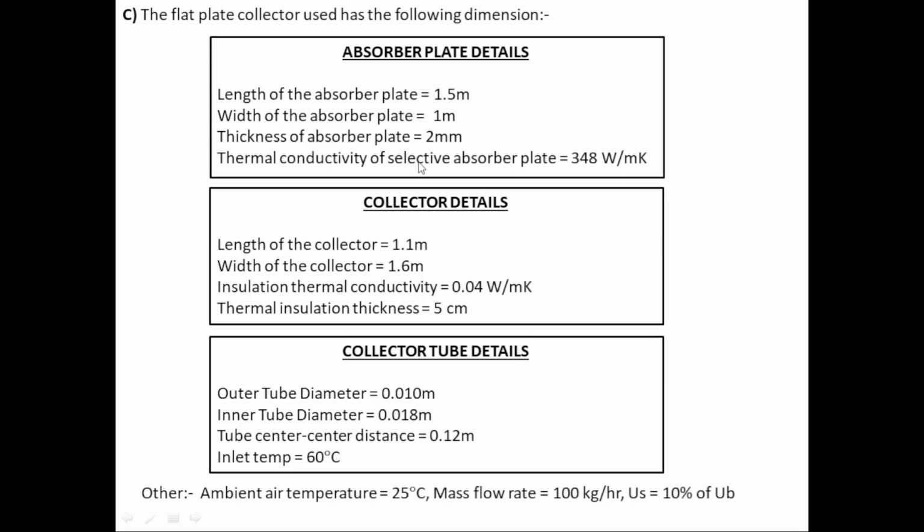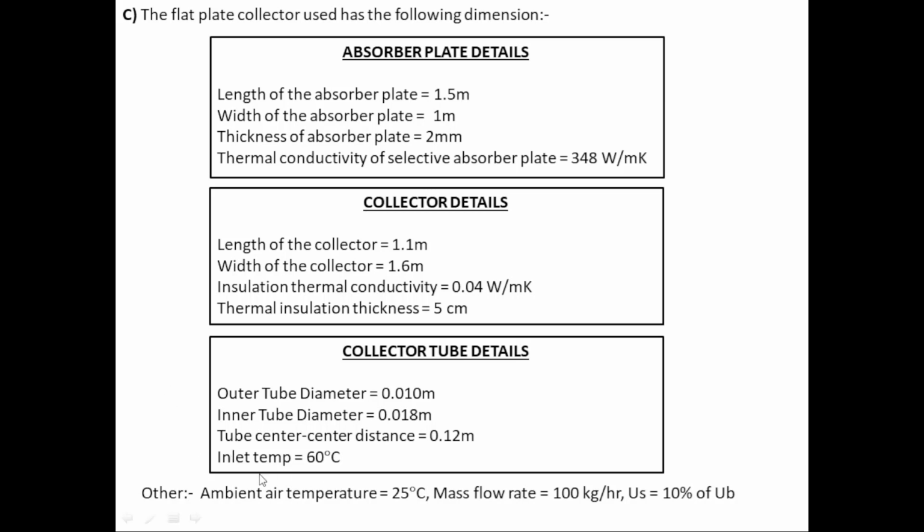For the selective absorber plate, in order to increase the absorption of the solar radiation, the thermal conductivity is around 348 watt per meter Kelvin, so that a higher amount of heat can be conducted. But to prevent the heat losses, the insulation thermal conductivity is around 0.04, an extremely negligible thermal conductivity. So whatever heat is absorbed by the flat plate collector will be used for your application.